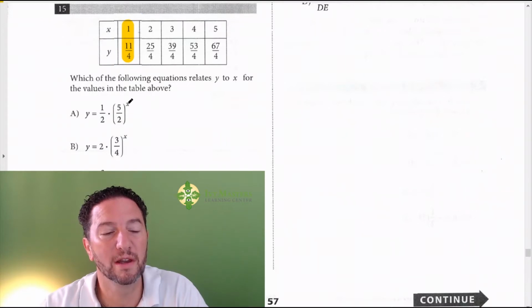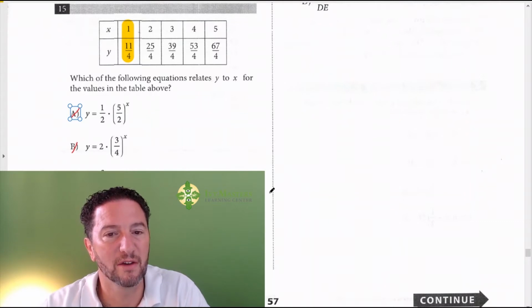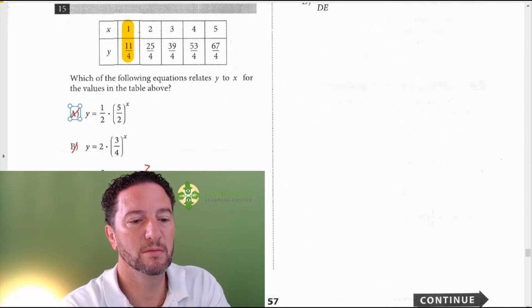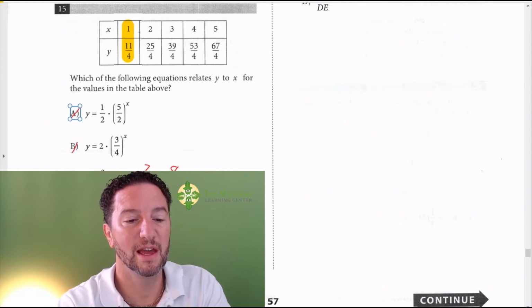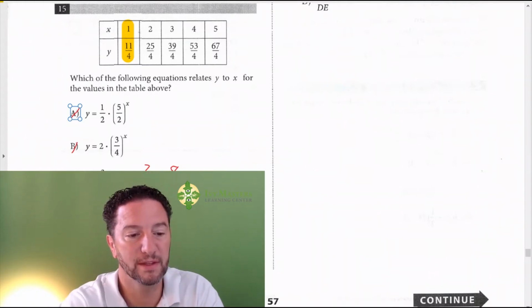If I plug 1 into answer choice A, what I get is 5 over 4. That's wrong. If I plug it into answer choice B, I get 6 over 4. That's wrong. If I plug it into answer choice C, now notice what you're going to have to do for C. You need a common denominator. So it's going to be 3/4 times 1, which is just 3/4, plus, if I get that common denominator of 4 here, it's going to be 8/4. And you can see there that that will give you 11 over 4. So we want to keep that one.